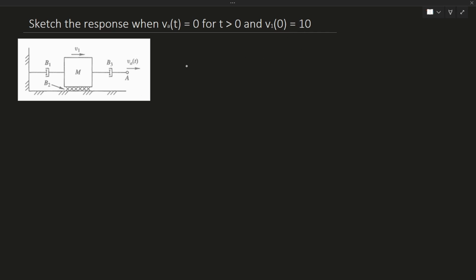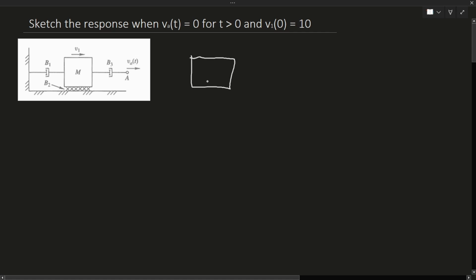Just like every mechanical system, we start with the free body diagram, M, and there's also point A. When you're solving a mechanical system, you always want to begin with the body that has the input, which in this case is A. It's VA, this is our input. Since there's no mass, there's no inertia, but we do have a damper, B3.